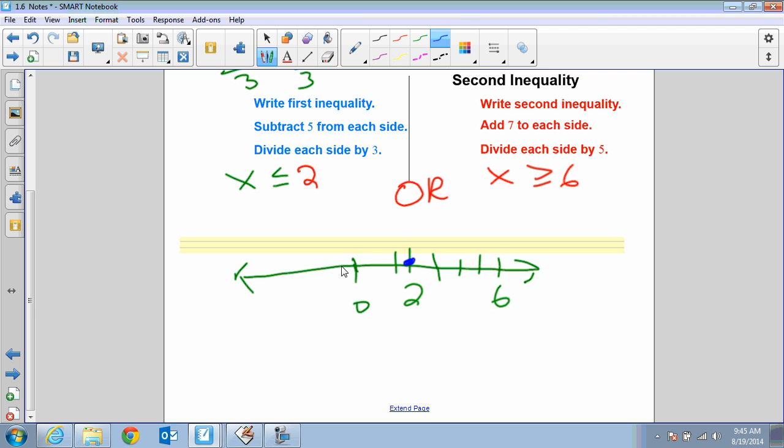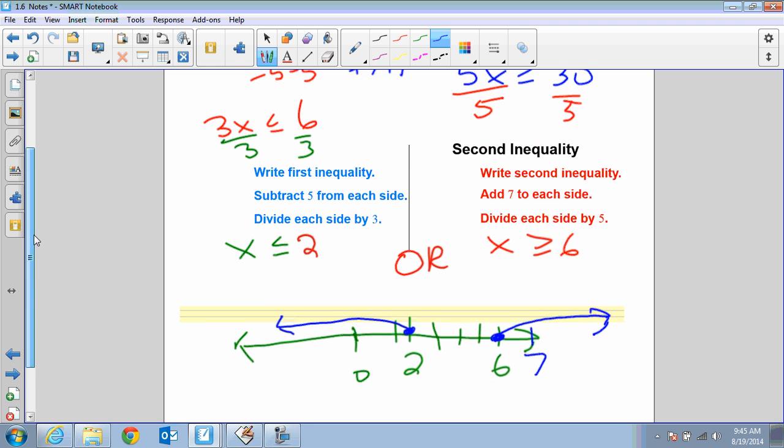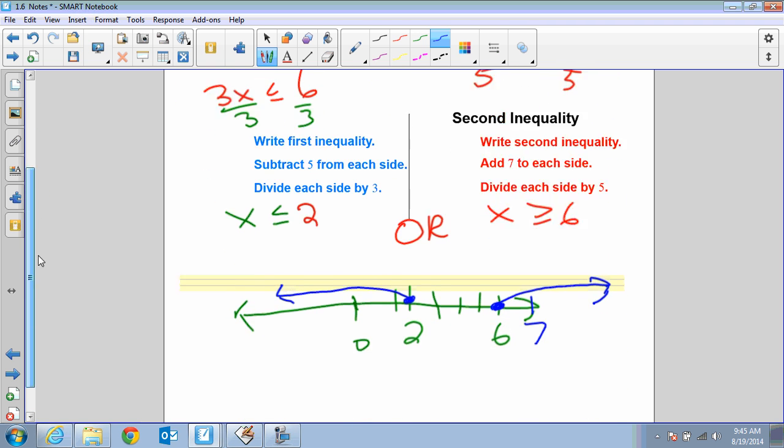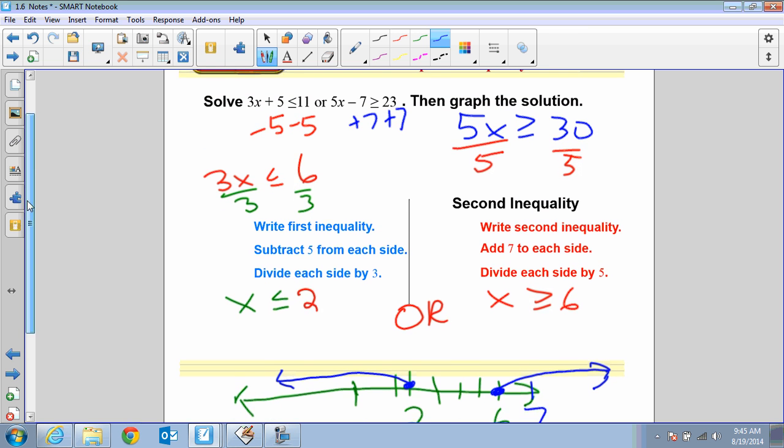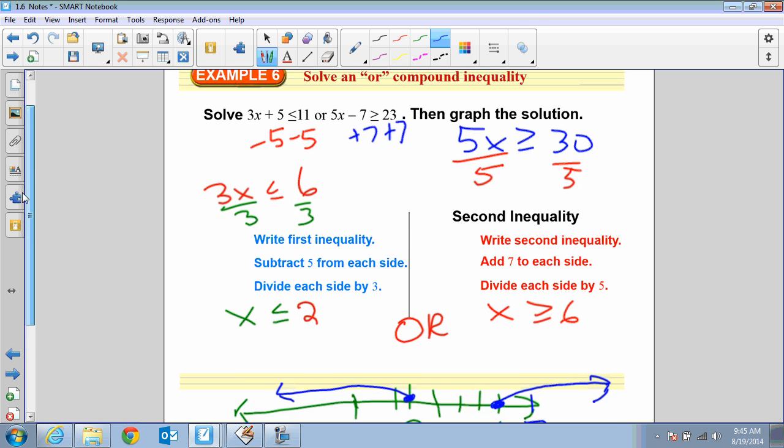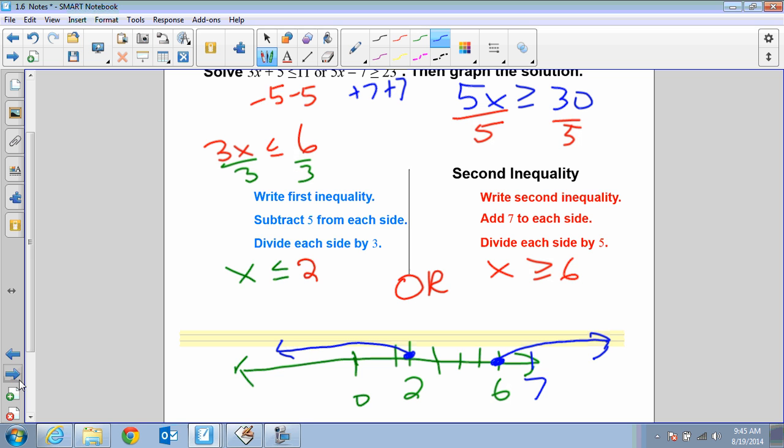go to the smaller numbers like 0 and 1 and negative. Okay. And on 6, it's a closed circle because we got an equal sign. So we're going to close it, and we're going to go to the bigger numbers like 7 and 8, 9, a million, whatever. Okay. But or statements usually split apart. Not always, but usually they're going to split apart. And statements are going to bridge together. Okay. So make sure that you solve and graph the solutions.